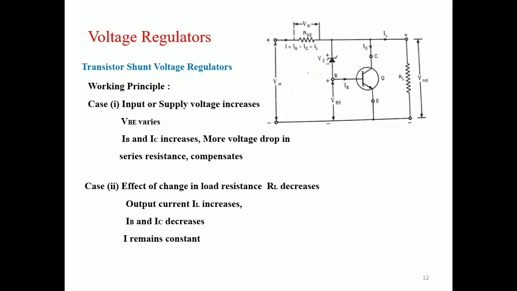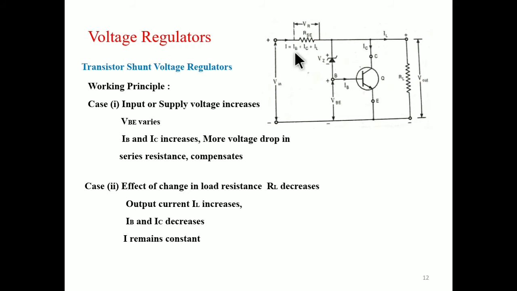But what happens? With the increase in supply voltage, the supply current I increases, causing more voltage drop in the series resistance RSC. That is very important, thereby reducing the output voltage. So initially the input voltage changes and your Vout changes, but there is more voltage drop in this RSC, thereby reducing the Vout value, so it compensates. So this is one idea.